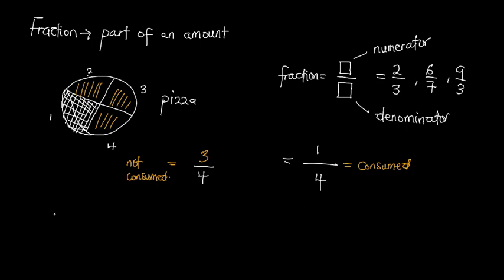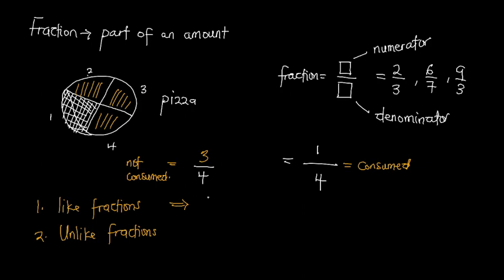Now fractions can be divided based on whether we want to add, subtract, multiply or divide. We can say fractions can be divided into two major categories: 1, like fractions, and 2, unlike fractions. When we talk about like fractions, we are talking about fractions that have the same denominator.